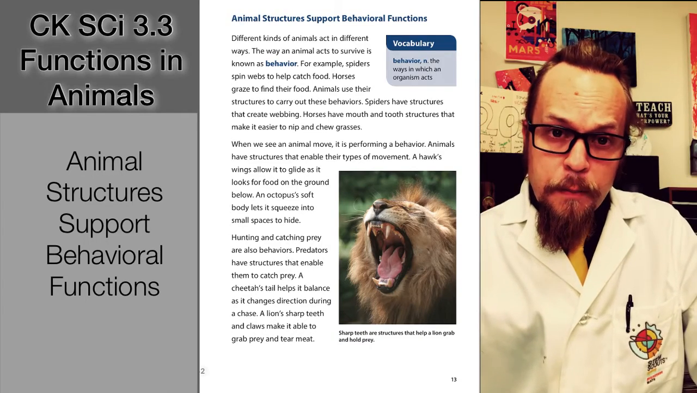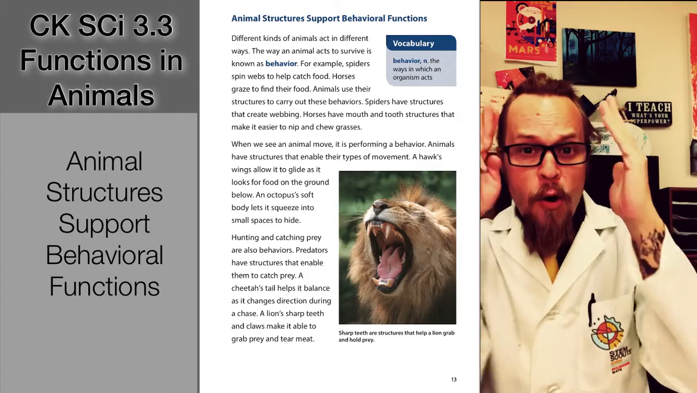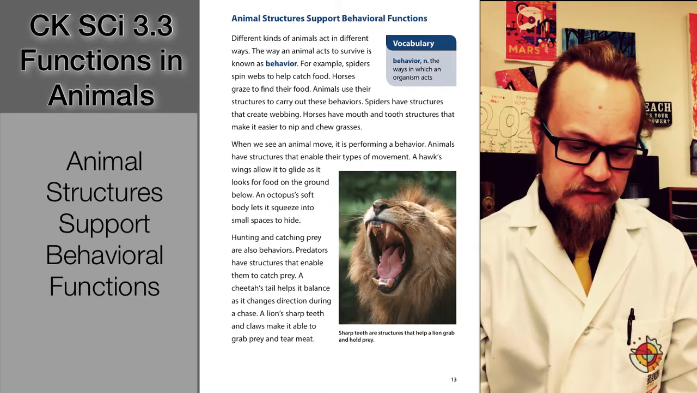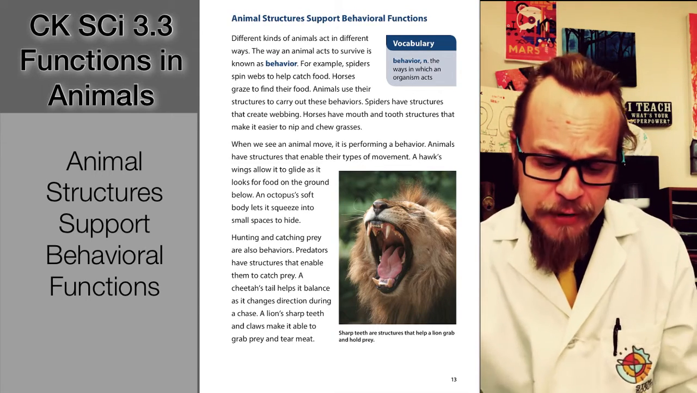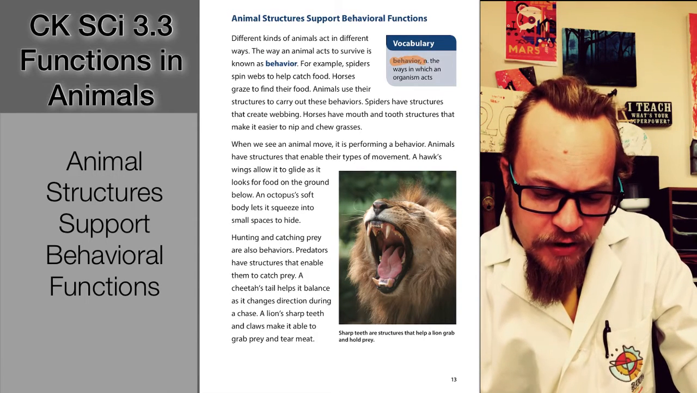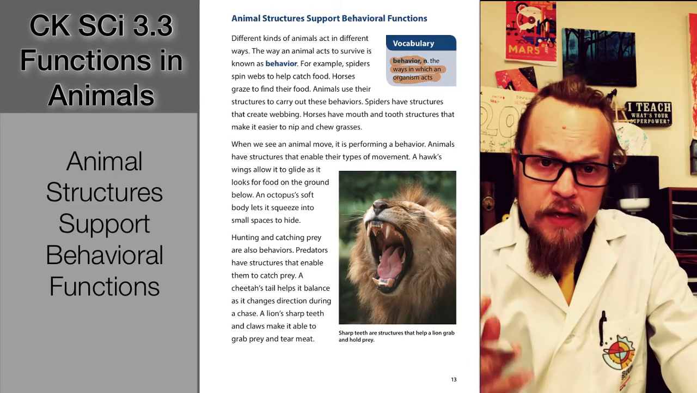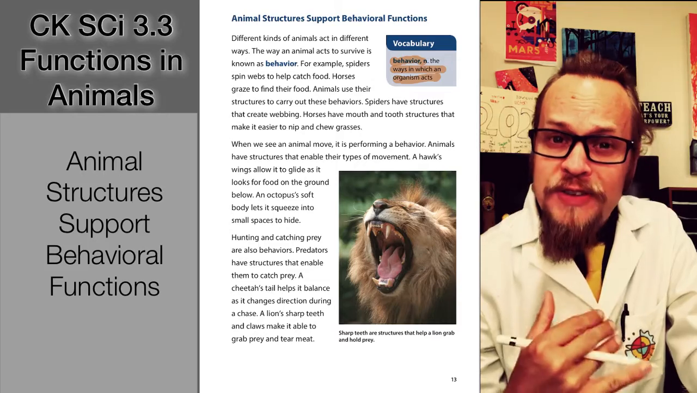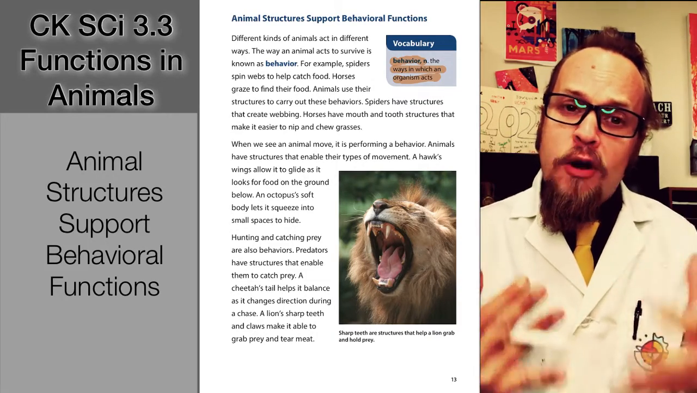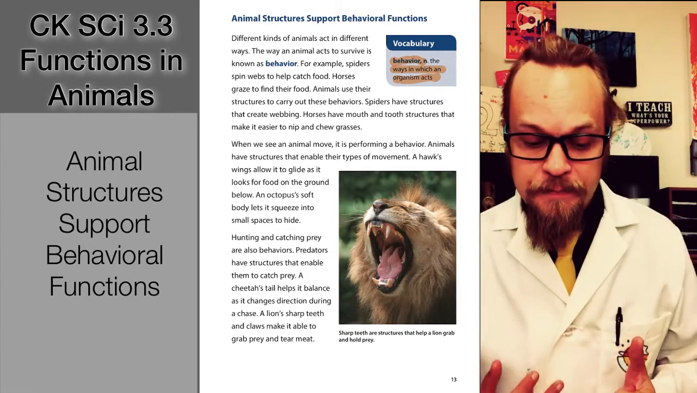Okay? But it's not just growth. We have behavior. And on this page, boom, my eyes go straight to a new vocabulary box. So before I read, I'm going to see this vocabulary term. This vocabulary term for this page is behavior, the ways in which an organism acts. Okay? So you have certain behaviors of how you act in class, how you sit up, how you present yourself. These are behaviors, and usually we want to be on our best behavior.